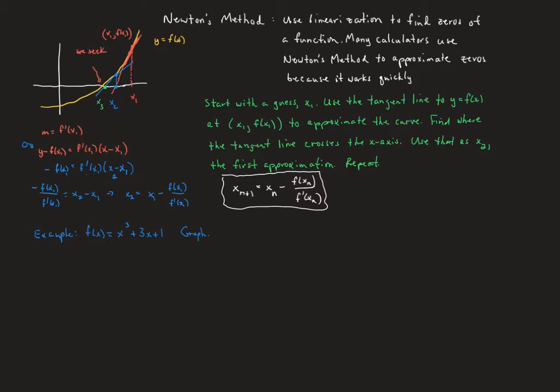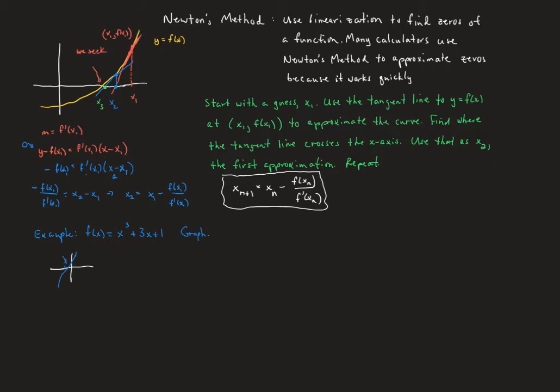So we're going to look at f of x equals x cubed plus 3x plus 1. Graph that; you can just go Zoom 6 for a standard window. When you look at that, I think you'll see it crosses the x-axis somewhere between 0 and -1. So it's going to look something like that. This is what we're trying to find.